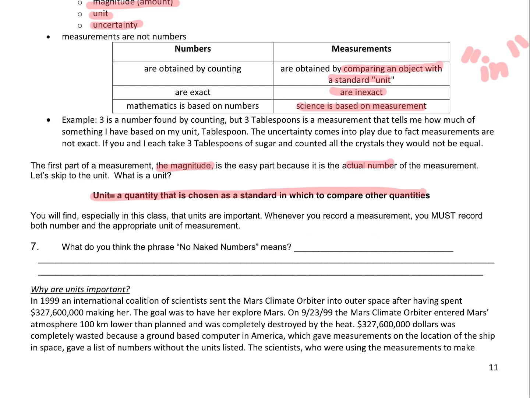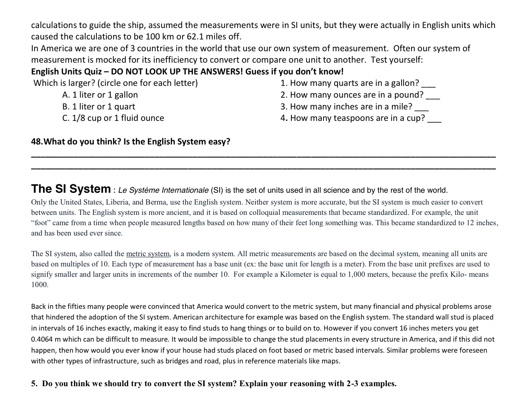Many, many times in history, units have really messed up some calculations, especially when it comes to war things, it's really bad as well. Test yourself and try and answer these questions for your English units quiz.